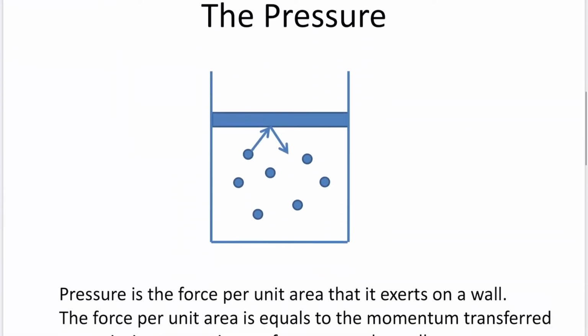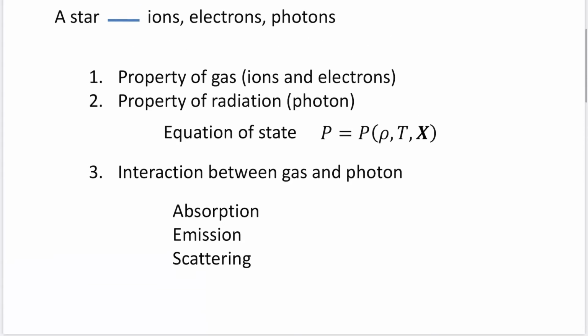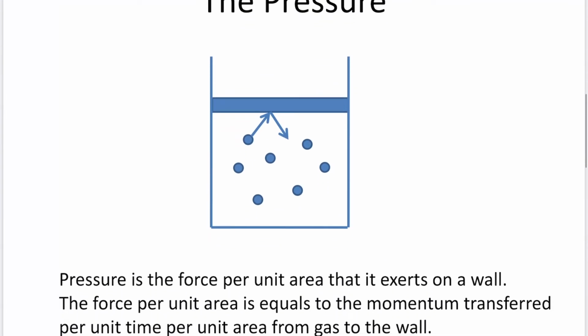The first topic is pressure. To describe the equation of state, we have to be familiar with pressure. Pressure is a force per unit area exerted on the wall. In this situation, the gas is moving inside a cylinder and the gas molecules push the walls. The force per unit area is equal to the momentum transferred per unit time per unit area from gas to the wall.